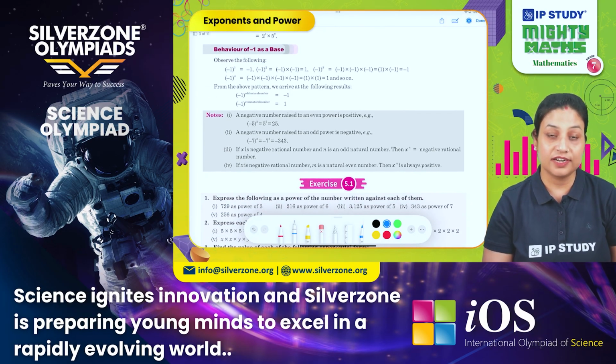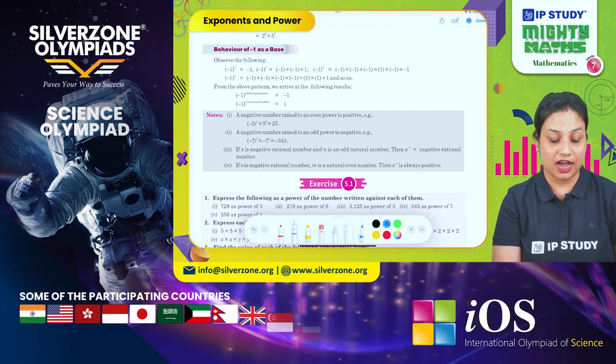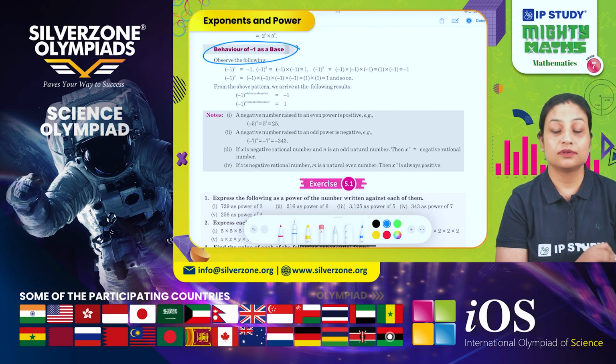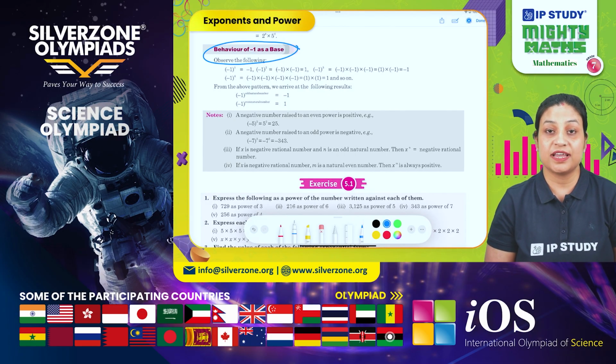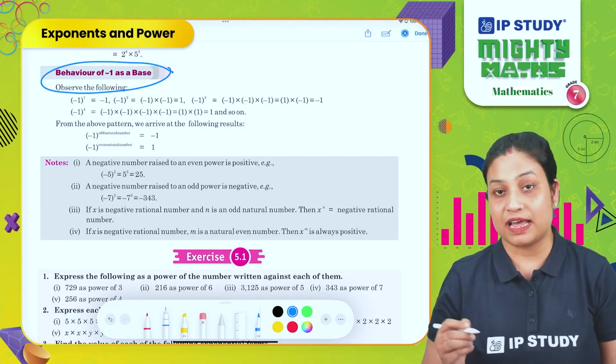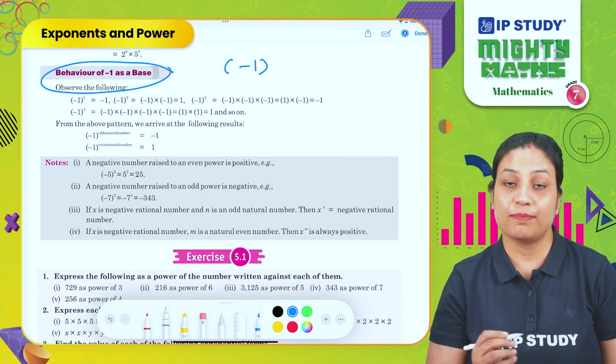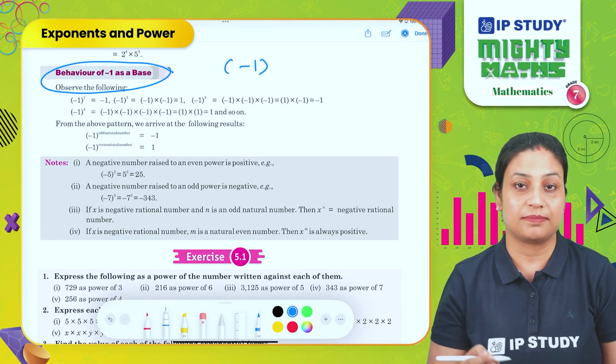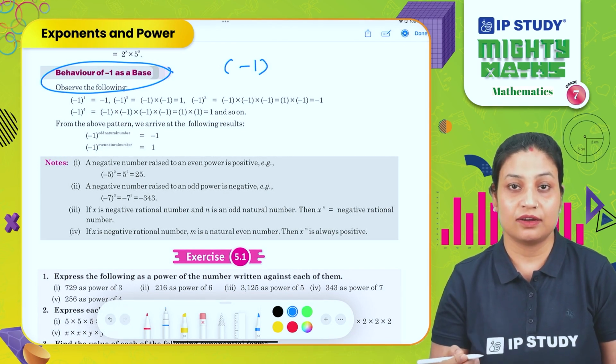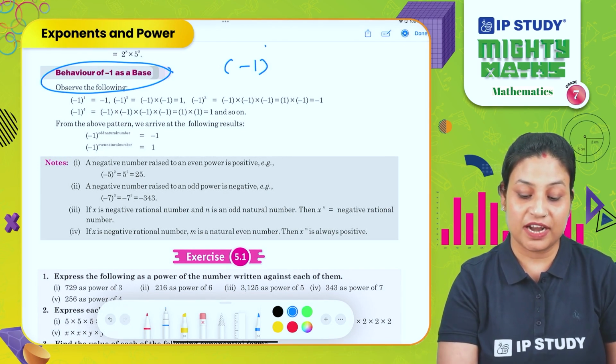So here, students, the next topic is how -1 as a base behaves with different exponents. So let me take an example for you. I have -1 as a base. Suppose this number is repeated 4 times. Let's do it and see what will happen. So let me write it for you.